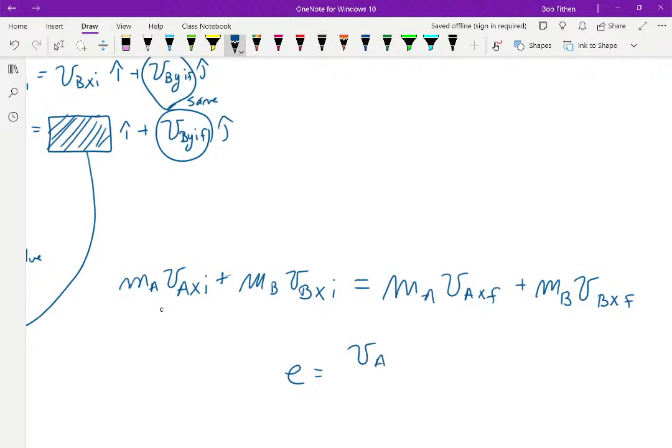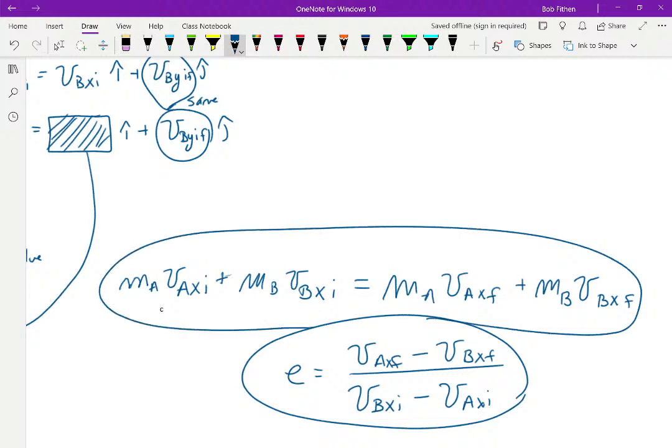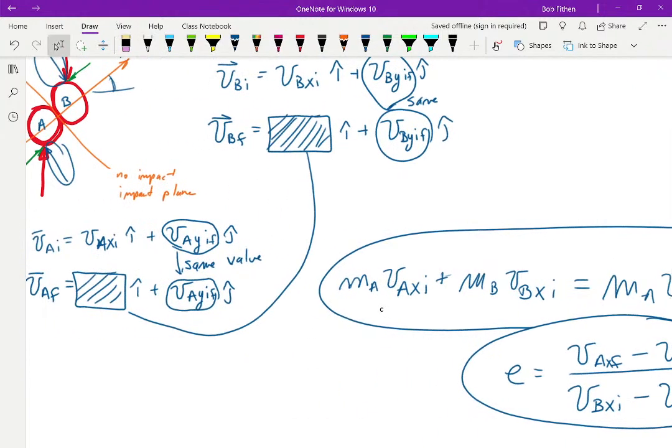I can do A first, over BX initial minus VAX initial. So you solve these two equations to determine what goes in right here. So we will come back and work this problem.